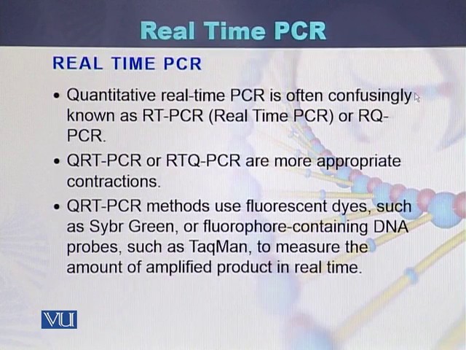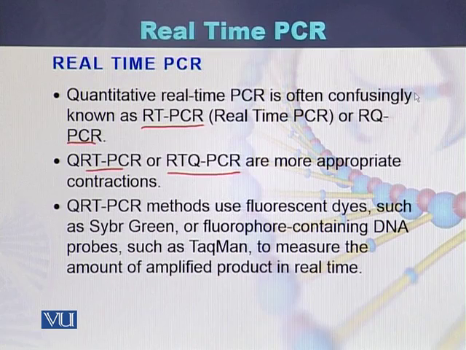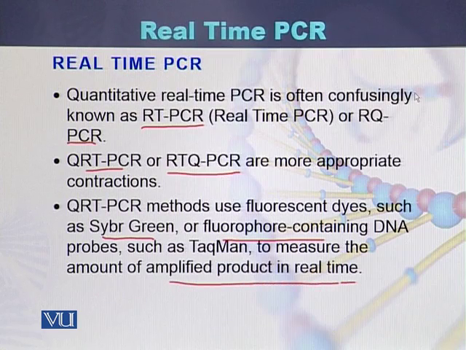Real-time PCR, also called quantitative real-time PCR, is often confusingly known as RT-PCR, real-time PCR, or RQ-PCR. QR-PCR or RT-qPCR are more appropriate contractions. QRT-PCR methods use fluorescent dyes such as SYBR Green or fluorophore-containing DNA probes such as TaqMan to measure the amount of amplified product in real time.